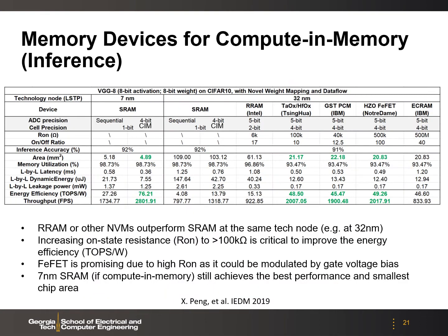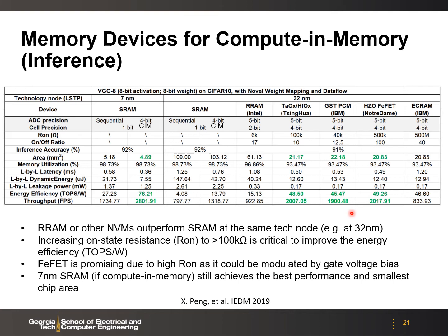Here we show the benchmark results using the framework for the inference. Firstly, we consider 32 nm node, where most of the non-volatile memories are integrated today. And here we consider the commercially available RRAM, and this specially engineered RRAM, phase-change memory, and ferroelectric transistors. So compared to the SRAM at the same technology node, generally those emerging non-volatile memories outperform the SRAM in terms of the energy efficiency and throughput.